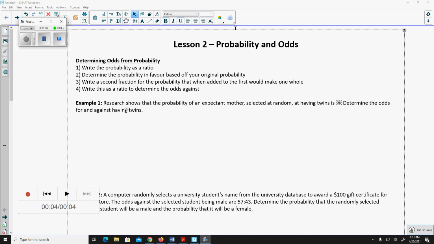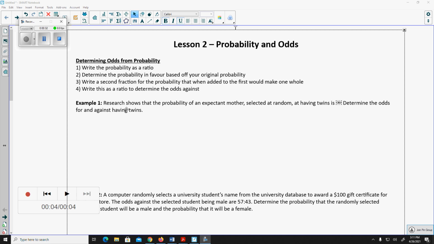Okay, guys, we're going to get going here with lesson 2, chapter 5. This is all on probability and odds, so it combines what you learned the other day with odds, and now places that with some probability, which is kind of what we're talking about throughout the rest of this unit. Okay, so we're just going to build off of that.